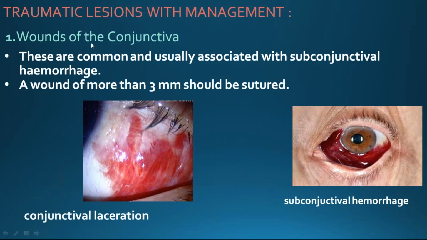Traumatic lesions with wounds of the conjunctiva are common and usually associated with subconjunctival hemorrhage. Both are pictures of subconjunctival hemorrhage. But here you can see the conjunctival laceration also. This is a splitting of the conjunctiva. That is why it is called conjunctival laceration. A wound of more than 3 mm should be sutured. If the conjunctival laceration is more than 3 mm, it should be sutured. This is a picture of subconjunctival hemorrhage.